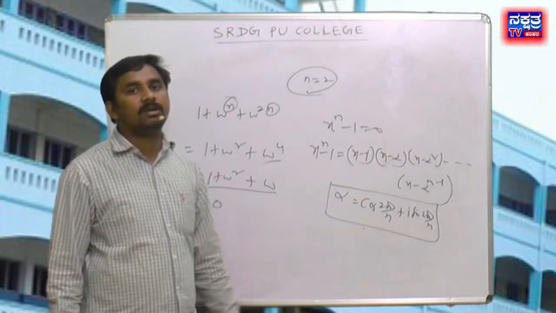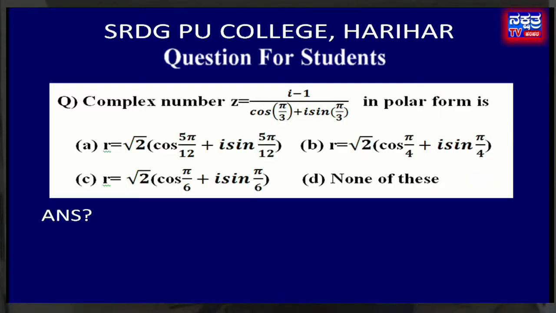One more important concept in complex numbers. Students, it is a question for you, and read it carefully. Complex number z equal to I minus 1 by cos pi by 3 plus I sin pi by 3 in polar form is.